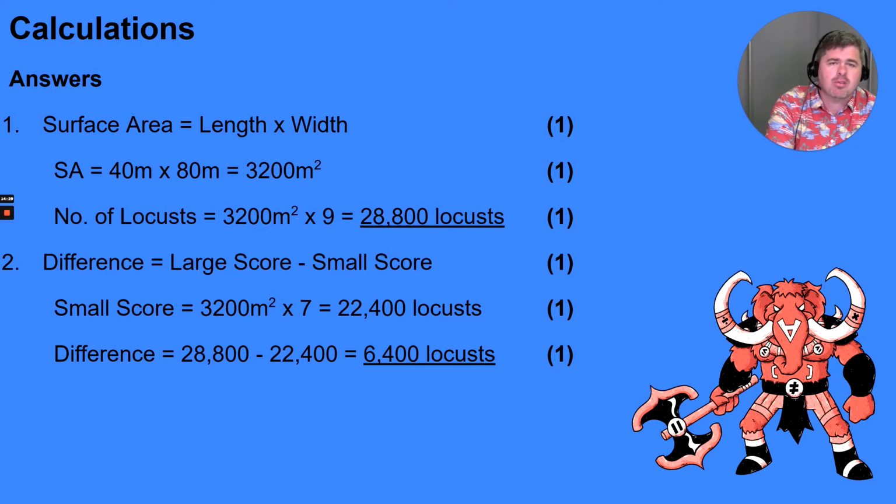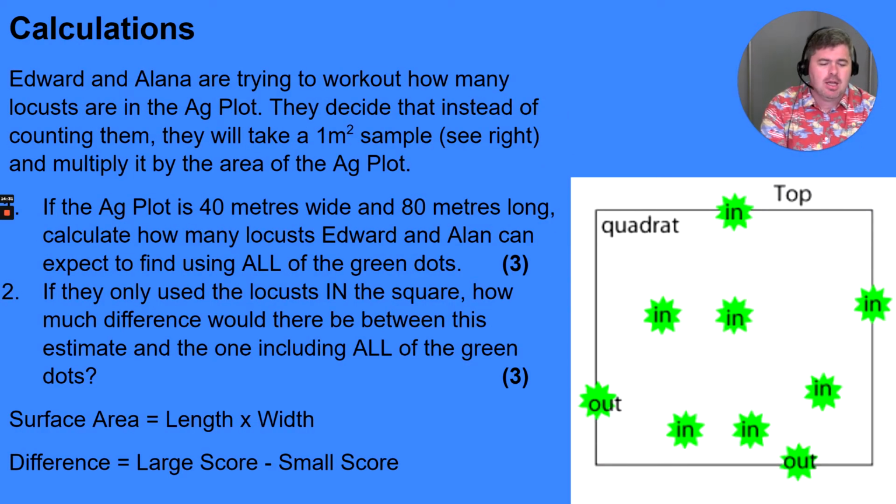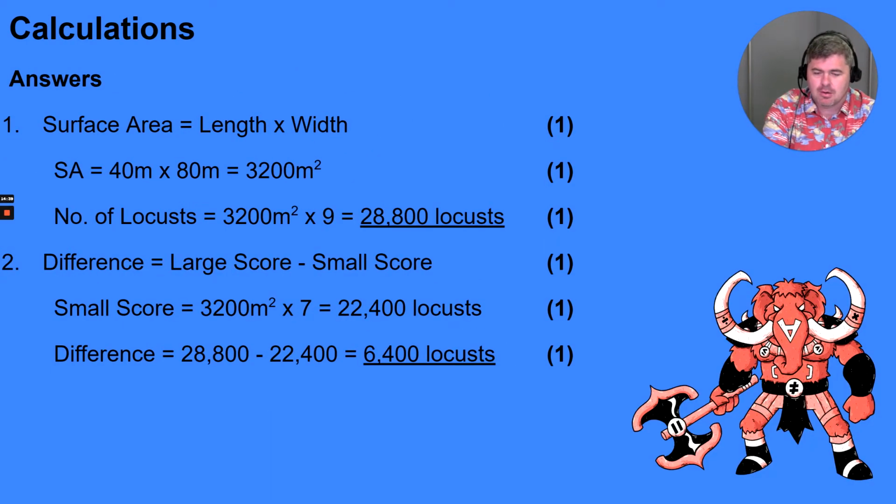Now the number of locusts, if we're using all of the green dots, we have 9 of them. 9 dots or 9 locusts per meter squared. If that's the case, we times 3,200 by 9. That gives us approximately 28,800 locusts. You can see for this question, you get 3 marks.